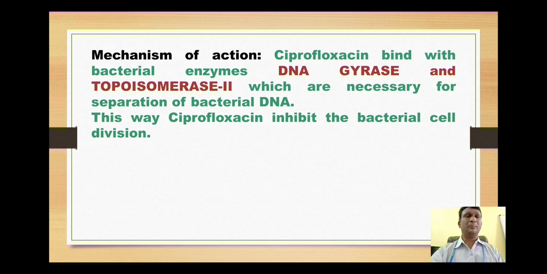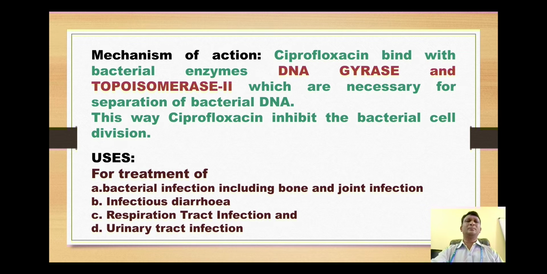Move on to the mechanism of action of this compound, which is very simple one. Ciprofloxacin inhibits the bacterial cell division. Thus, it inhibits the multiplication of the bacterial cells. It does so by binding with the bacterial enzyme DNA gyrase and topoisomerase 2, which are necessary for separation of bacterial DNA. This way, ciprofloxacin inhibits the bacterial cell division and thus it has the antibacterial action.